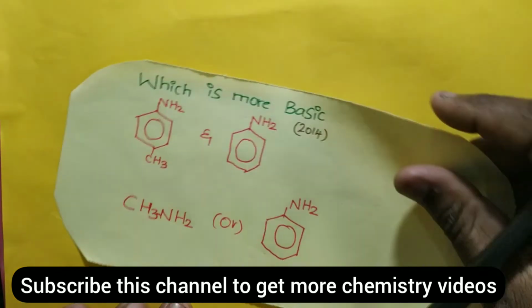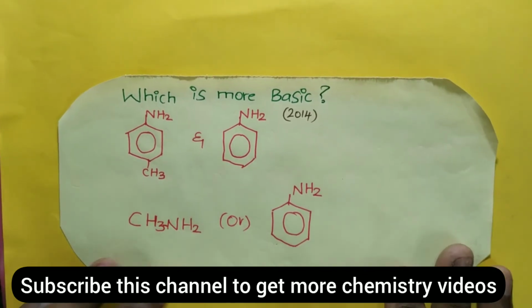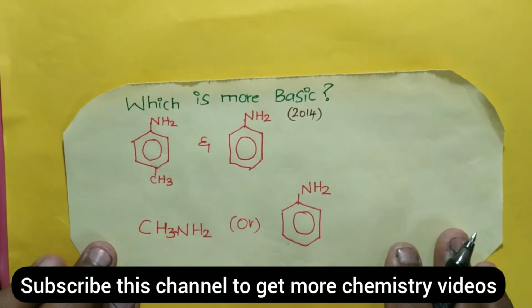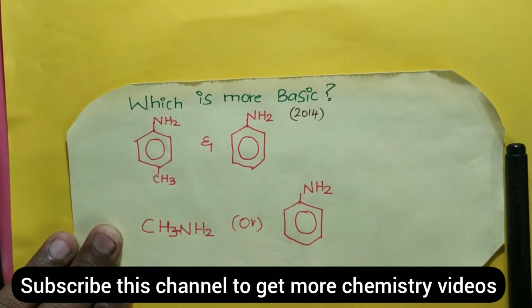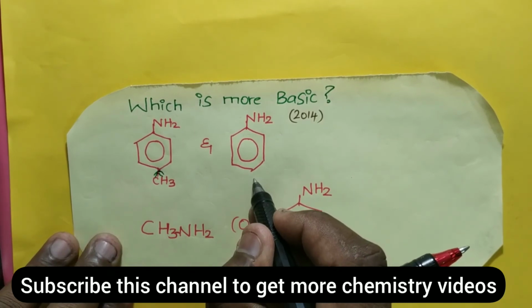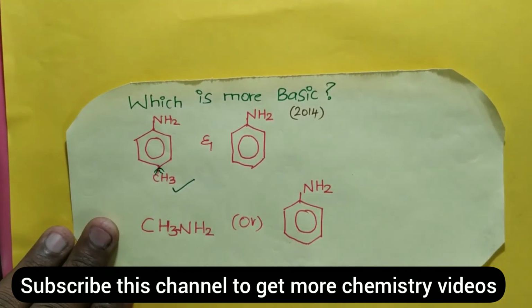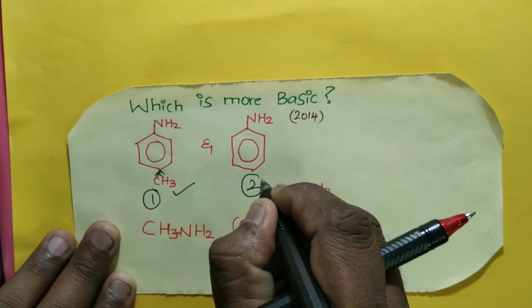And the next very important question is which is more basic. This is also very important. As per the same reason, here one donating group is there. In this case one donating group is there. Here there is no donating group. That is why this one has higher basic strength, and this one has lesser basic strength.